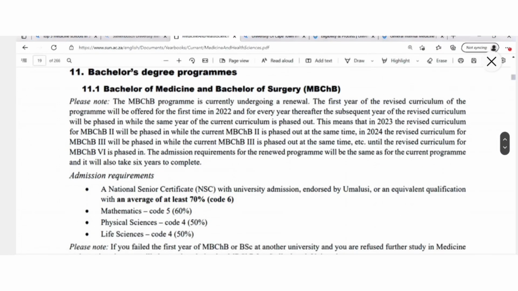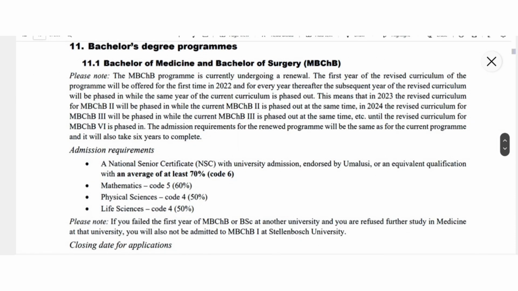What I found was a document, and the document had the requirements we want. It highlighted that it wanted an average of 70% in your matric results, and then it also wanted you to have 60 for mathematics, and 50 for physical science and life science.